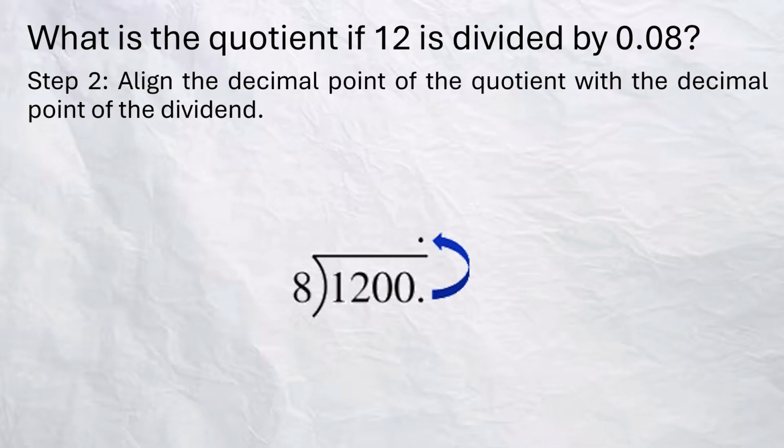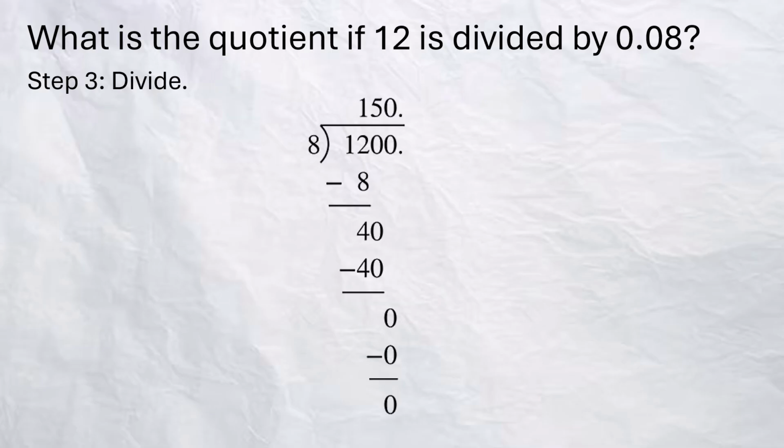For step 2, align the decimal point of the quotient with the decimal point of your dividend. So this is how we align the decimal point. And then lastly, we can now proceed to division. So 12 divided by 8 is 1. 1 times 8 is 8. 12 minus 8 is 4. Bring down 0. 40 divided by 8 is 5. 5 times 8 is 40. 40 minus 40 is 0.